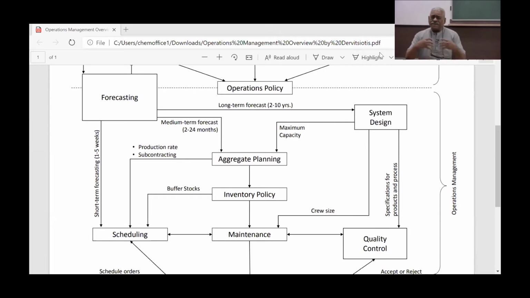So a lot of these methods are also employed to develop perspectives. Remember, 2 to 10 years, you need perspectives, you need scenarios. Typically people talk of 3 types of scenarios: optimistic scenario, most likely scenario, and pessimistic scenario. Remember, we don't use the word average scenario. We use the term most likely scenario.